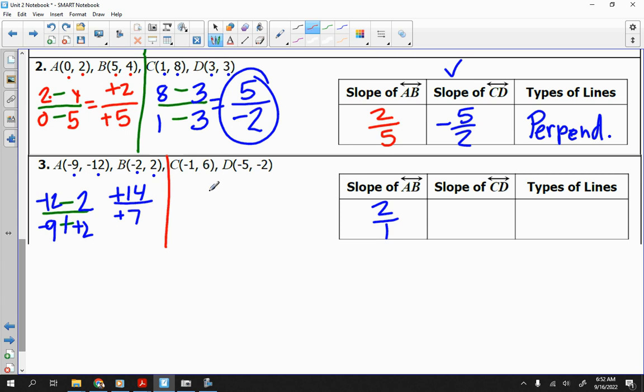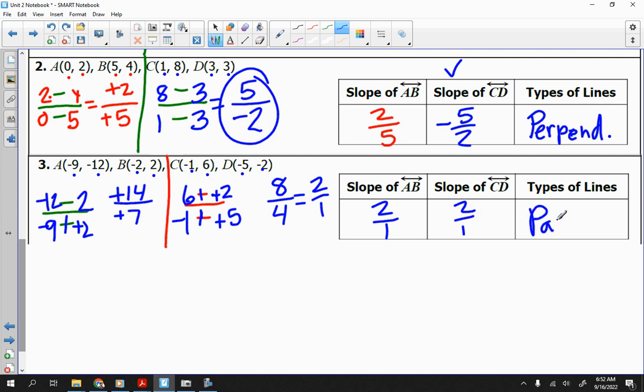All right, last one here. So I got my big division sign. First y, its partner. Second y, its partner. Both top and bottom have a double negative. 6 plus 2 is 8. Negative 1 plus 5 is 4. This reduces to 2 over 1. 2 over 1. Let's see what you think. Parallel, perpendicular, or neither. They are the same. These are parallel. All right, so there is target 3 of our second chapter.